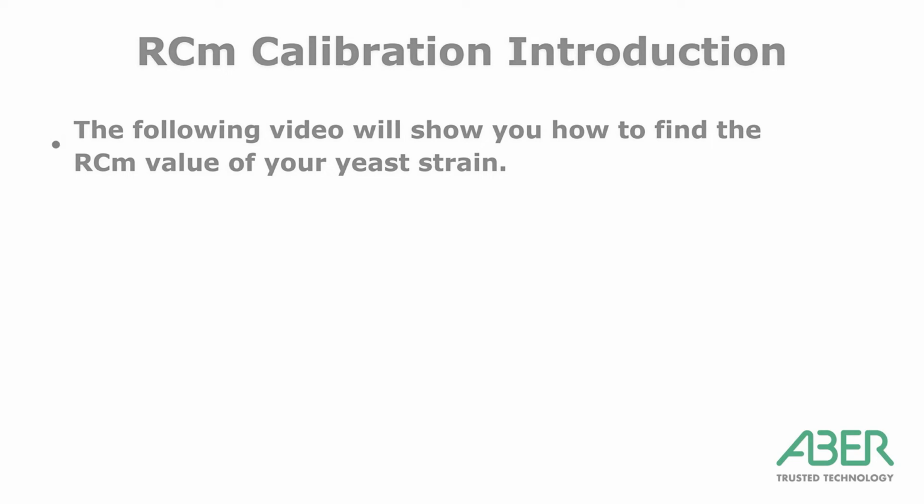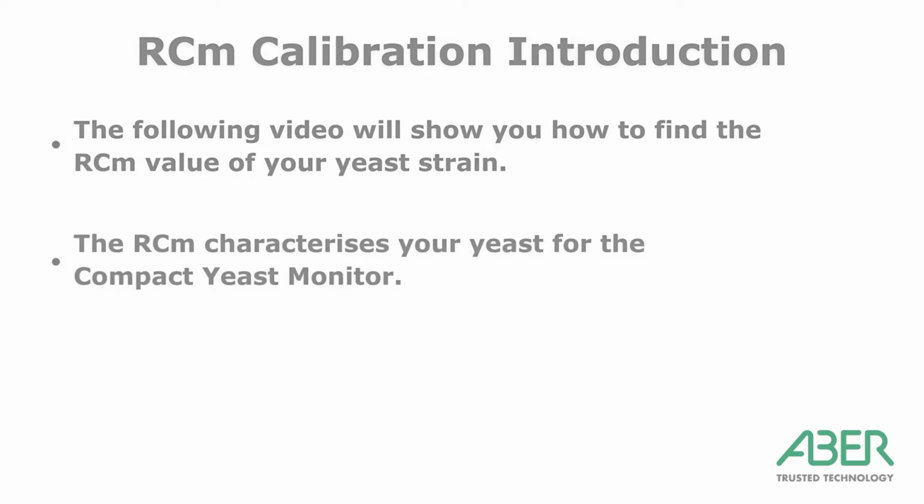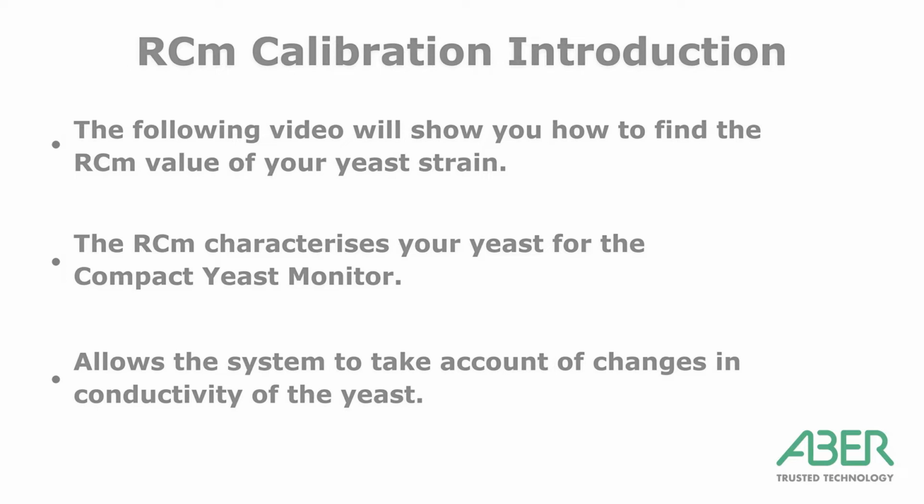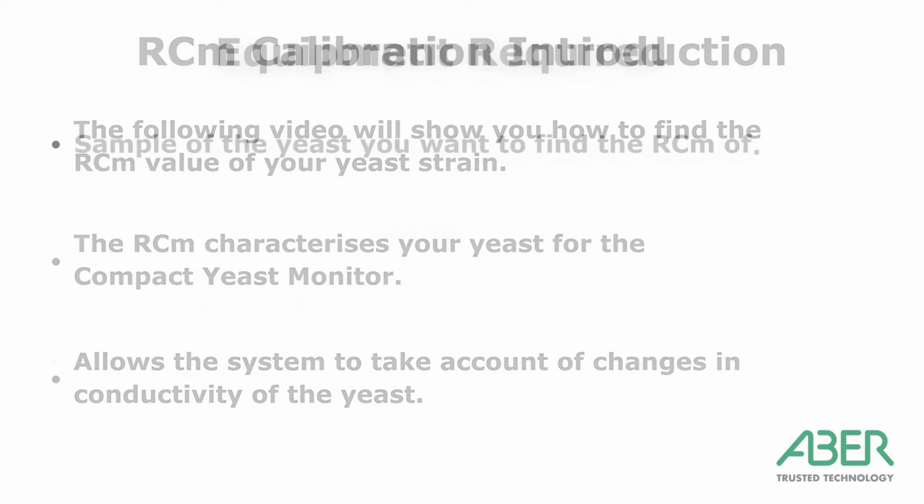I'm now going to show you how to find the RCM value for a yeast strain. This is known as RCM calibration. The RCM value characterises your yeast for the compact yeast monitor. It allows the system to take account of changes in the conductivity value of the yeast.